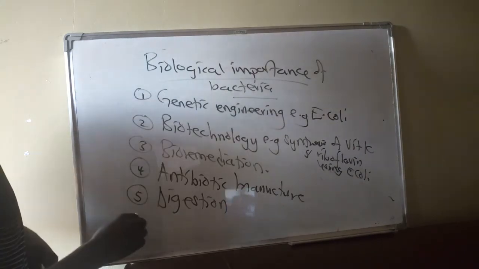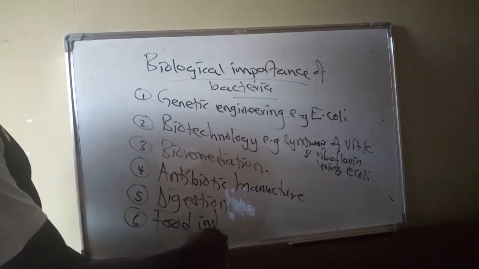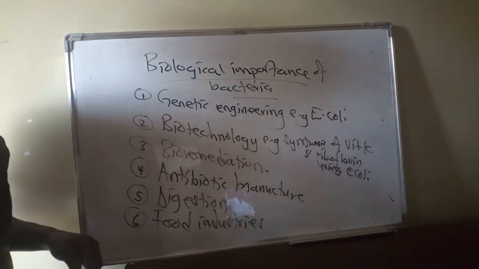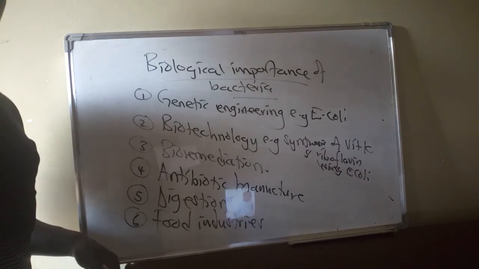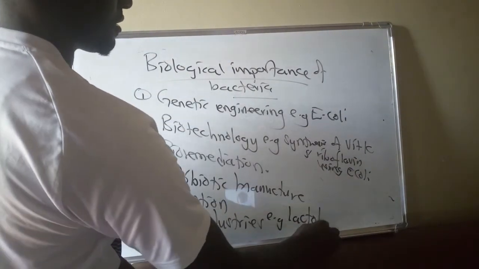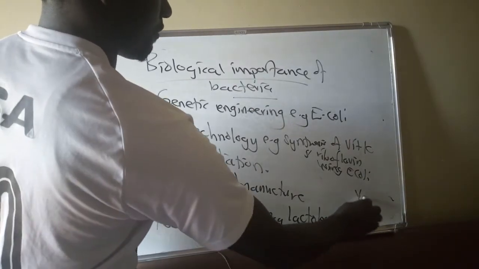In the food industries, bacteria have been widely used in the manufacture of food products like milk products, e.g., Lactobacillus has been widely used in the manufacture of yogurt.